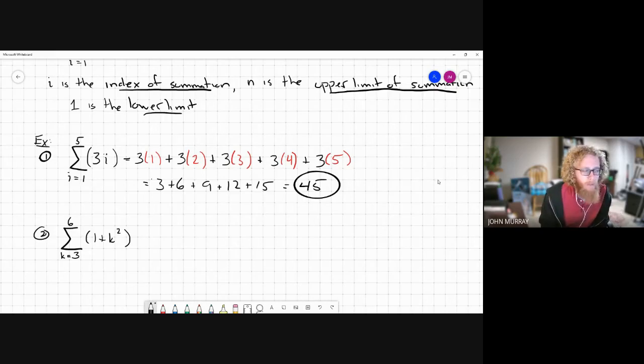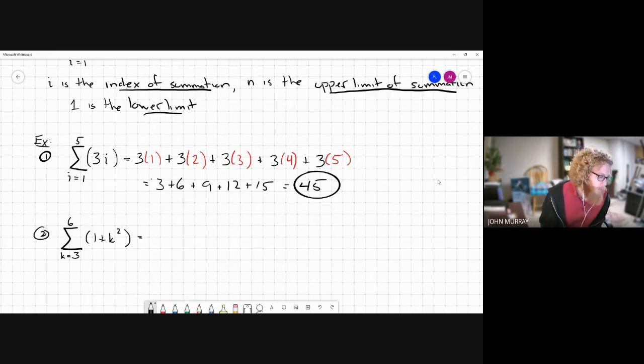All right, so there's two differences here. I'm using k instead of i, which is a variable. That doesn't really mean anything. But now I'm not starting at 1, I'm starting at 3. So this is telling me I'm plugging in the numbers from 3 to 6, so 3, 4, 5, 6. I'm plugging them into this formula, and then I'm adding all those separate answers up.